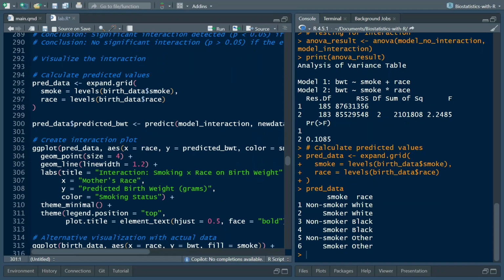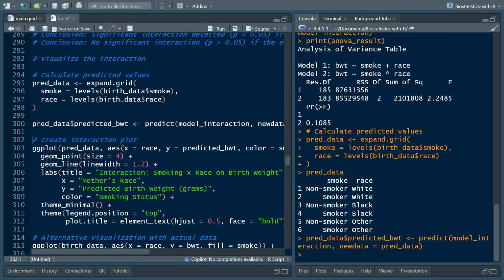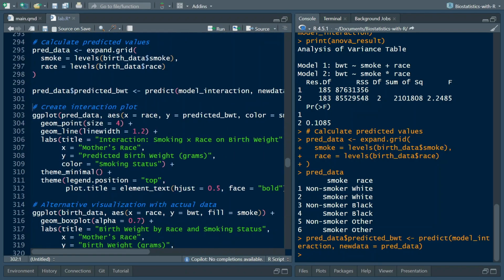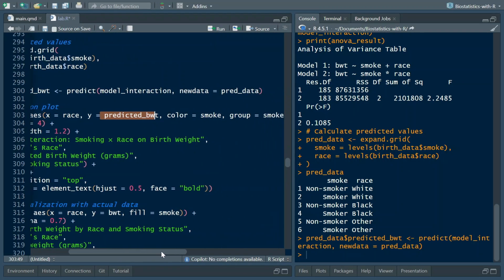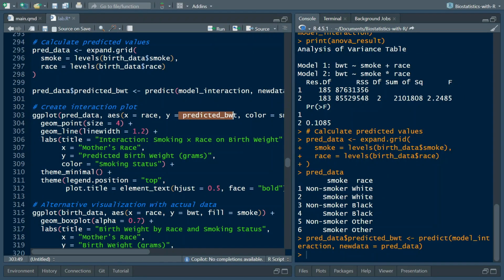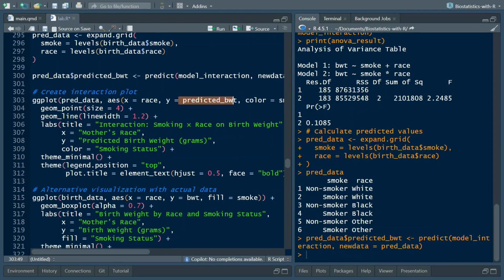Now we're going to get our predicted birth weight. We're going to run this. We're creating a predicted birth weight based on our new model that has interaction. Then we use ggplot to create an interaction plot. We give it our predicted data, our x variable is going to be race, and our y-axis is going to be predicted birth weight. I'm going to give it a color using the smoking category, and the group is also going to be the smoking category. We're going to run geom_point, geom_line, and also give our various axis titles. So I'm just going to run this particular code.